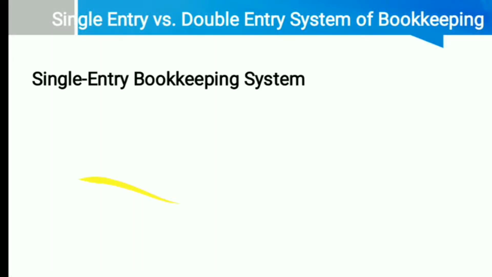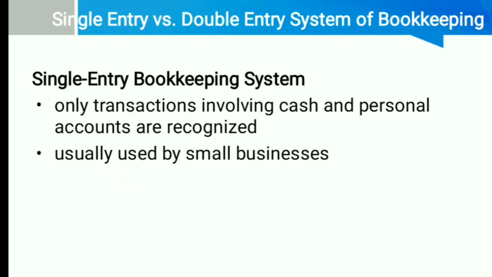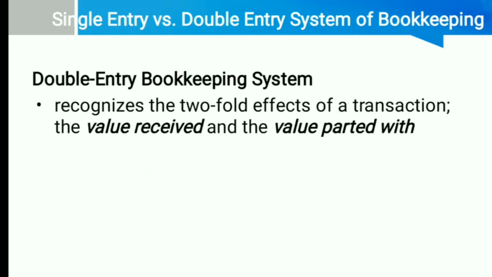Single entry versus double entry system of bookkeeping. Under the single entry bookkeeping system, only transactions involving cash and personal accounts are recognized. So this is often used by small businesses. The double entry system of bookkeeping, on the other hand, recognizes the twofold effects of a transaction: the value received or the debit, and the value parted with or the credit. And this is what is used in the accounting practice.